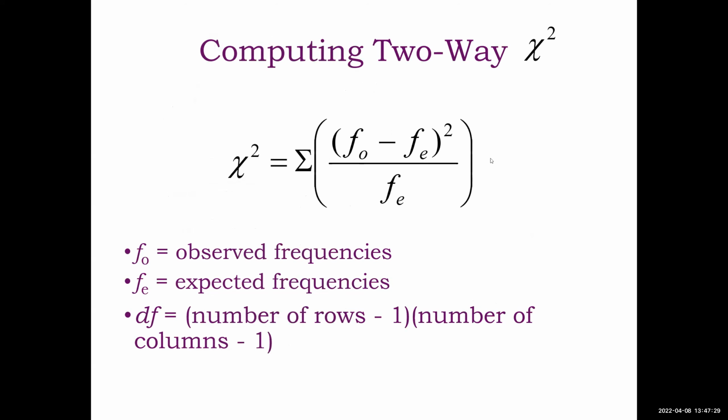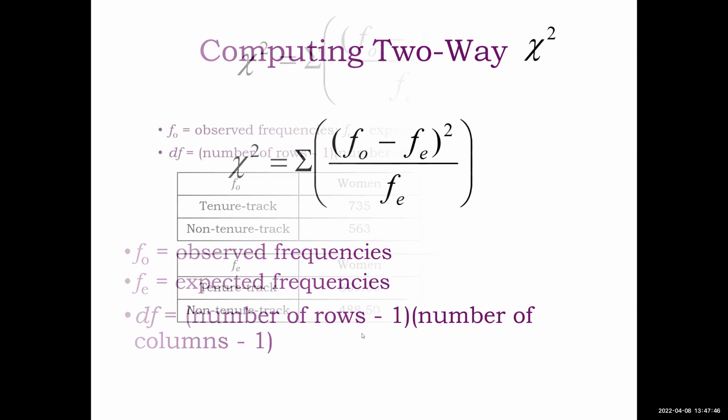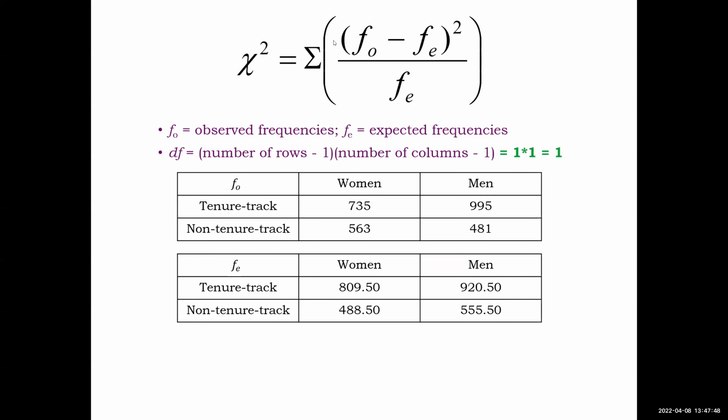Here is the equation for chi-square, the test of independence. You just take the difference between observed and expected frequency, square it, and divide by expected frequency for each cell. These are cells, all these are cells. So we have to calculate the difference between expected and observed for each cell.